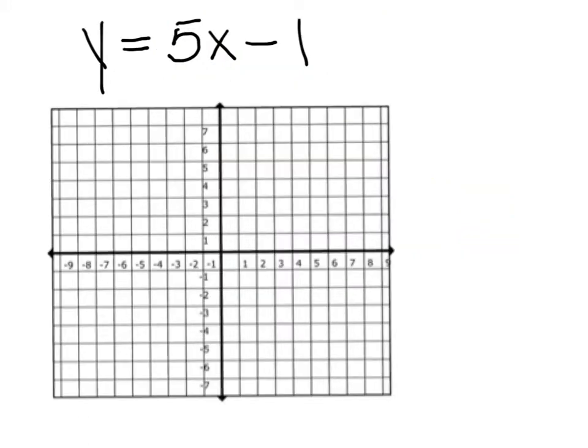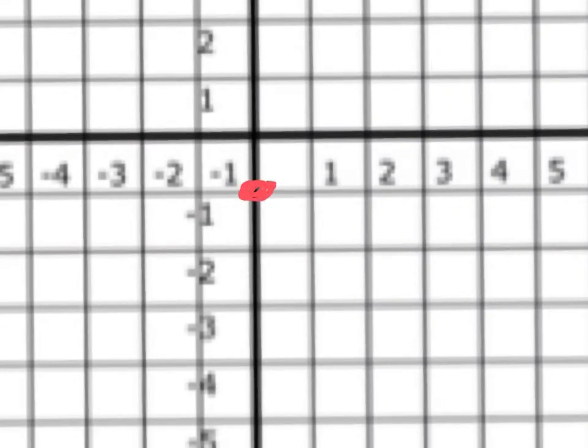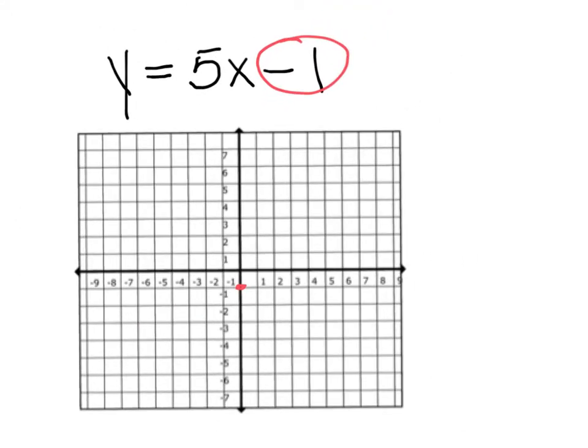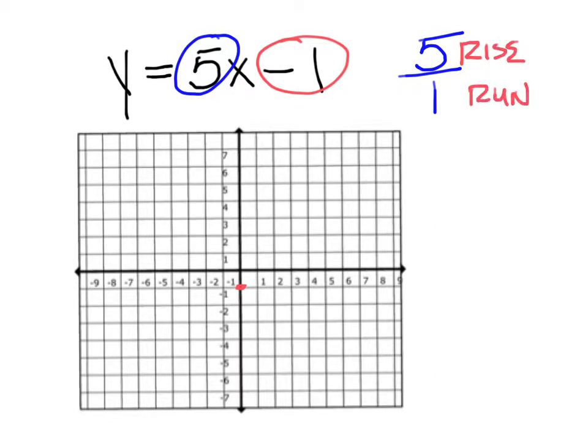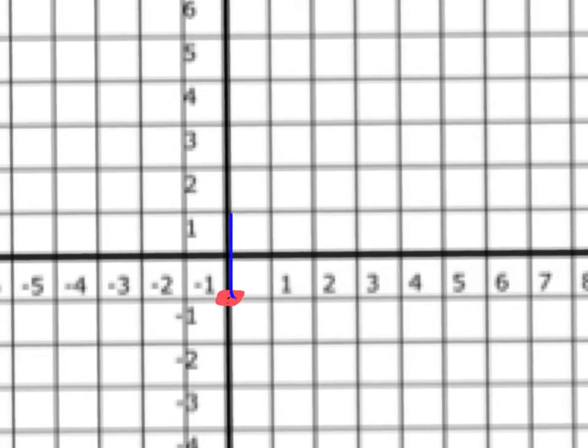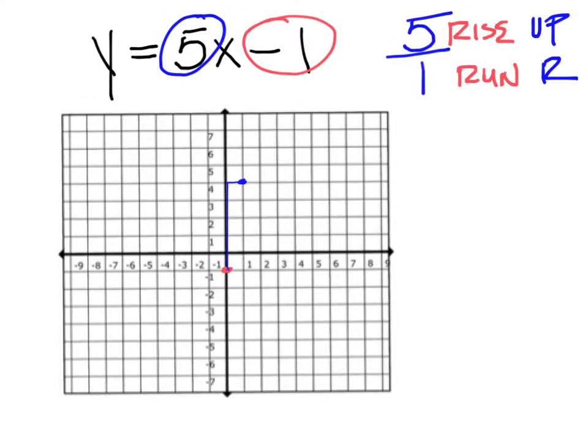First thing we're going to do is look at the y-intercept, which is negative 1. We will go to negative 1 on the y-axis and make a dot. Then we will go look at the slope. The slope is 5. That is the same thing as 5 over 1. Slope is rise over run. And if it is positive, that means it goes up 5 and then to the right 1. So from that dot, we will go up 1, 2, 3, 4, 5, and then to the right 1. Make a dot. Then we will draw the line. Notice that it goes all the way through the graph. It is straight, and it has arrows on either end.